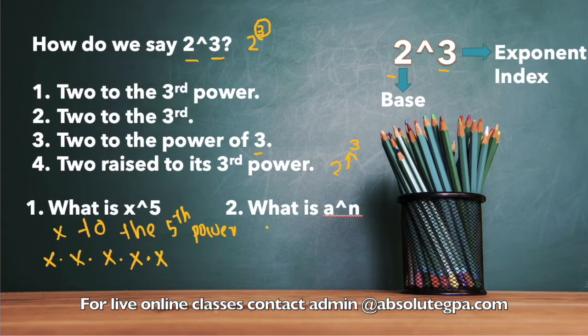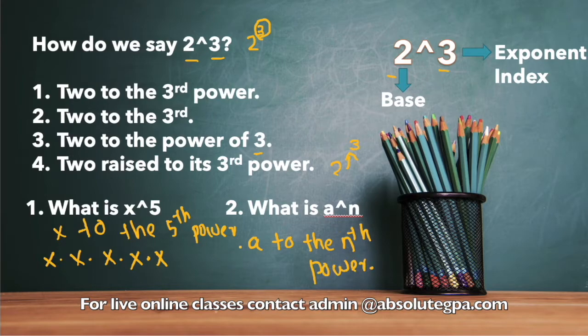Let's look at the second one. How can we express this in words? First we say the base. Base is a, to the nth power, because n is the exponent part. So a to the nth power.